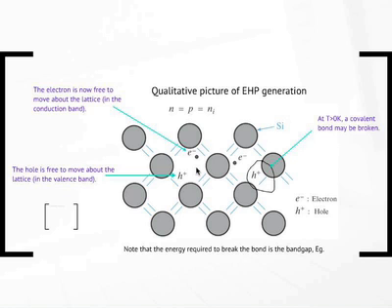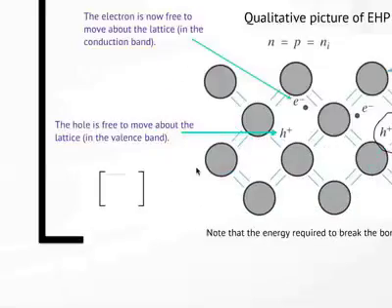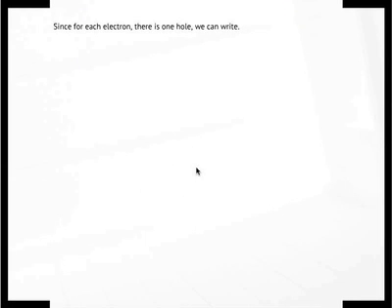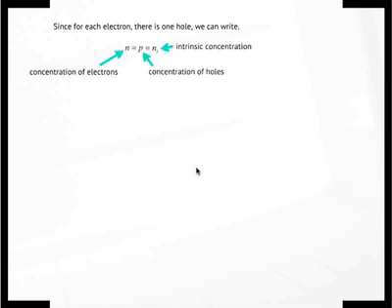The energy required to break the bond, in this case, is the band gap, Eg. It has to be at least the band gap; you can have more than that. So this is the real space picture of electron-hole pair generation in an intrinsic semiconductor. No impurities, no defects. Okay, so for each electron, like I said, there's one hole, so we can write very simply that the concentration of electrons is equal to the concentration of holes is equal to an intrinsic concentration, n_i.